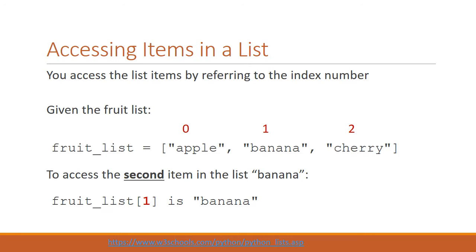Items within a list are accessed using their index numbers. So in our fruit list example, we have 3 elements. Apple is at position 0, banana is at position 1, and cherry is at position 2. So their indexes are 0, 1, and 2. If we want to access the second element within the list, which is banana, we access it by using its index. So we say fruit list bracket 1 is banana.